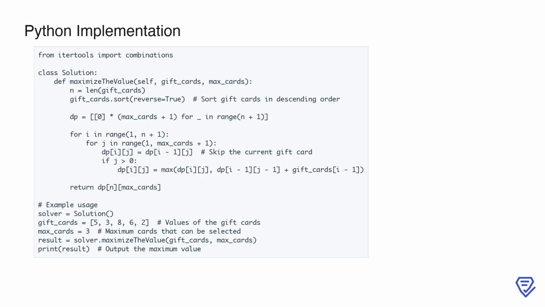5. Result. The bottom right cell of the DP table, dp[n][max_cards], holds the maximum value achievable under the given constraints. 6. Example. In the example, 5, 3, 8, 6, 2 represents the gift cards, and 3 is the maximum number of cards that can be selected. The function calculates the maximum value achievable by selecting up to 3 cards, which is printed as the result. This approach ensures that all combinations of selections are considered efficiently, with a time complexity of O(n * max_cards), where n is the number of gift cards. This makes the solution suitable for moderate input sizes, such as those typically encountered in competitive programming scenarios.